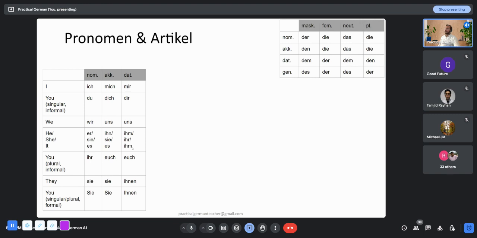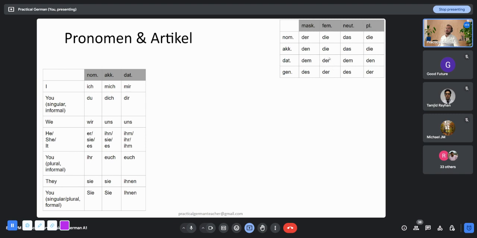You can also apply the logic over here. In dative case, for masculine er and neutrum es it is im. Check, it's the same thing in dative. You can also apply the same logic over here. Masculine, neutrum, and dative are the same, dem. Feminine is der. Check. Masculine nominative you have der there, but feminine dative you have der there.